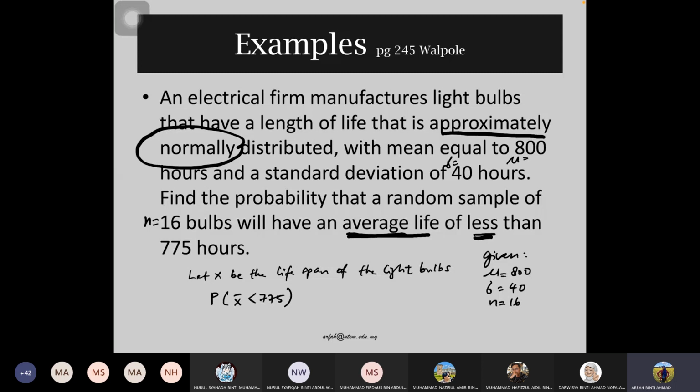So itu adalah, list down all the information given dan dapatkan kebarangkalian yang dia berminat. So awak boleh kira dan transform kepada Z distribution.